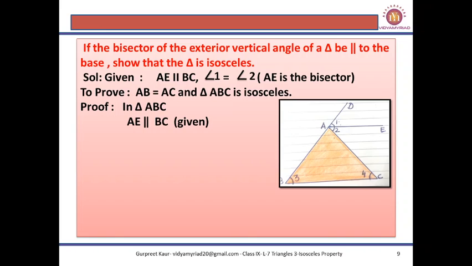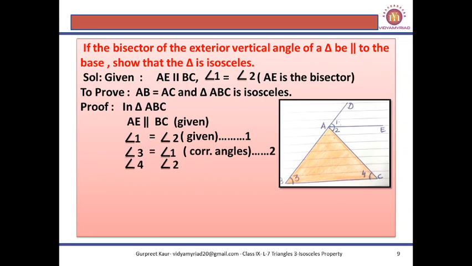Now AE is parallel to BC, it is given to us. So which means angle 1 is equal to angle 2. Now since the lines are parallel, AE is parallel to BC, we can also say that angle 1 is equal to angle 3 because of the corresponding angles. And we can also say that angle 4 is equal to angle 2, alternate interior angles. So you have equations 1, 2 and 3.